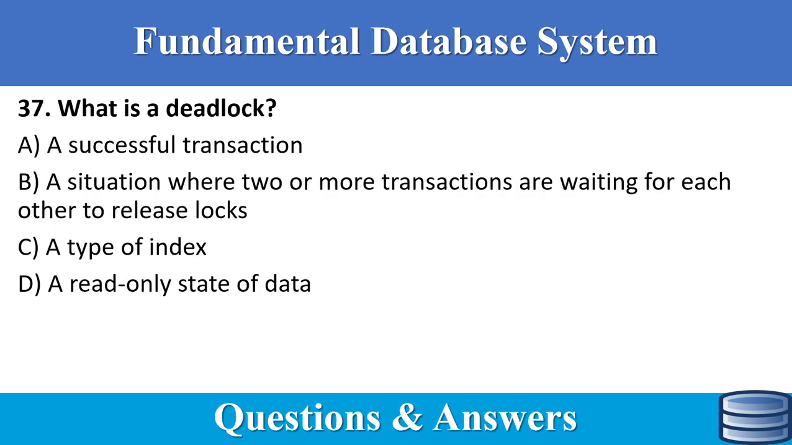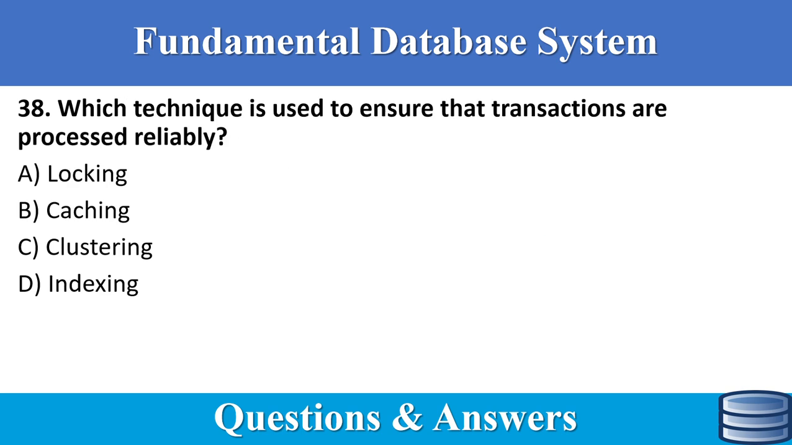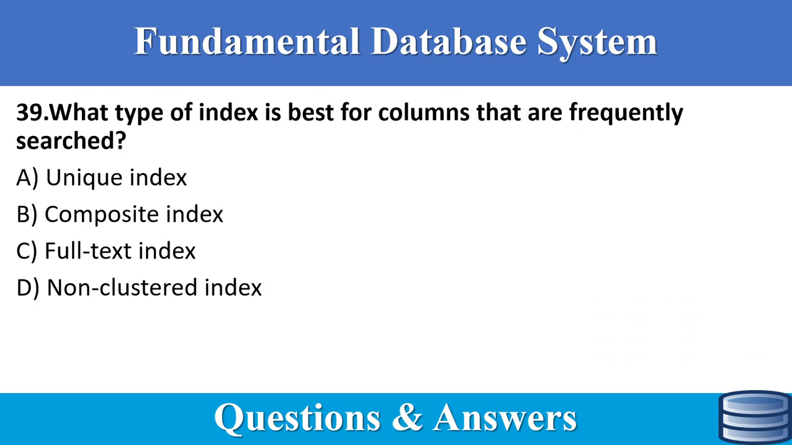37. What is deadlock? The term deadlock means the situation where two or more transactions are waiting for each other to release locks. B is the correct answer. 38. Which technique is used to ensure that transactions are processed reliably? Locking is the correct answer. 39. What type of index is best for columns that are frequently searched? The non-clustered index.